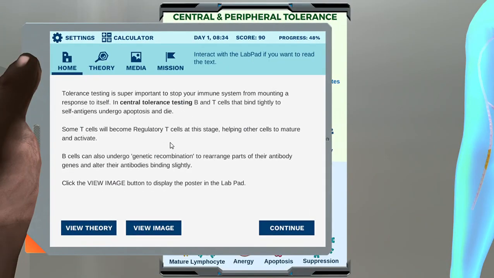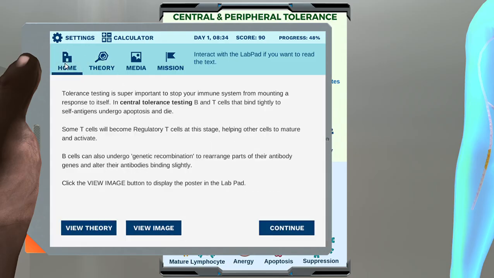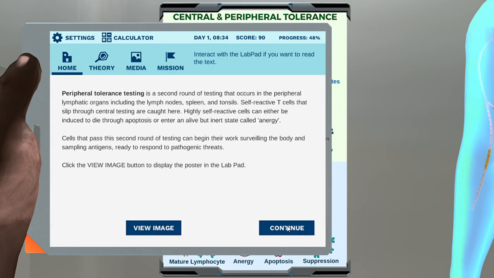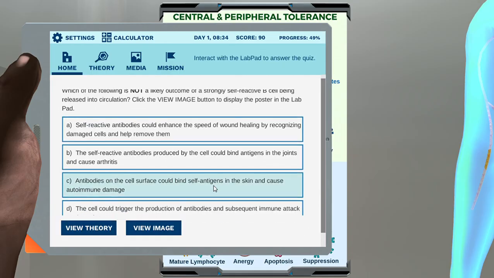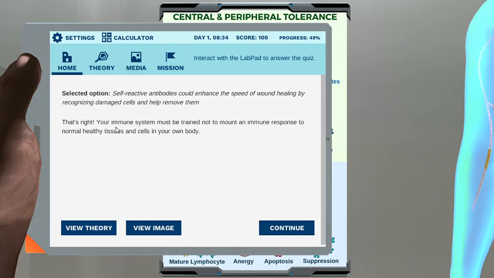Tolerance testing is super important to stop your immune system from mounting a response to itself. In central tolerance testing, B and T cells that bind tightly to self-antigens undergo deletion. Peripheral tolerance testing is a second round of testing that occurs in the peripheral lymphatic organs, including the lymph nodes. Which of the following is not a likely outcome of a strongly self-reactive B cell being released into circulation? Click the View Image button to display the image. That's right.